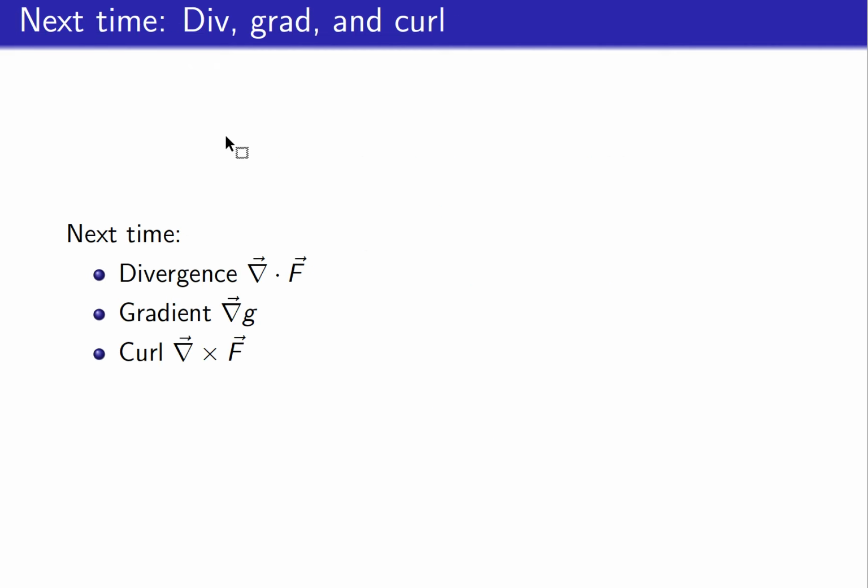Next time, we're going to talk about div, grad, and curl and all that. Div is divergence, it looks like this. Grad is gradient. We actually talked about gradient already, so you already know what this one is. And curl. So that's what we're going to discuss next time, and see you then.